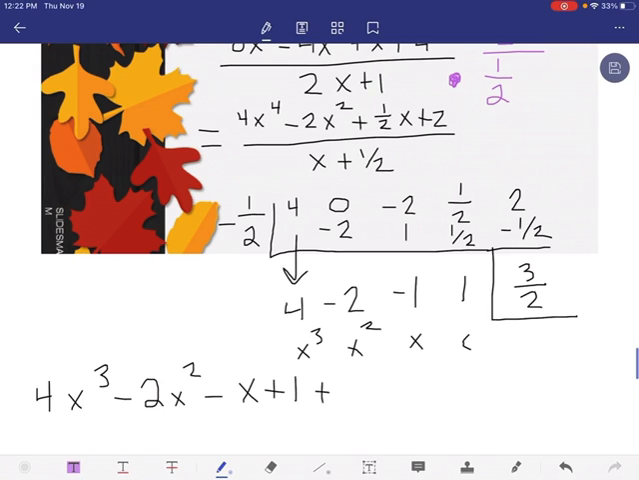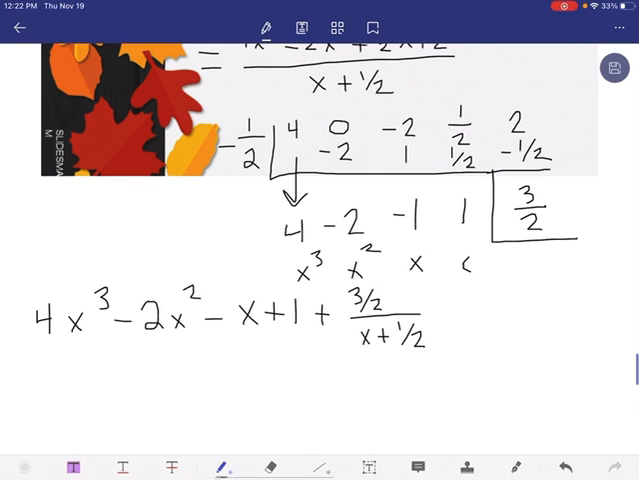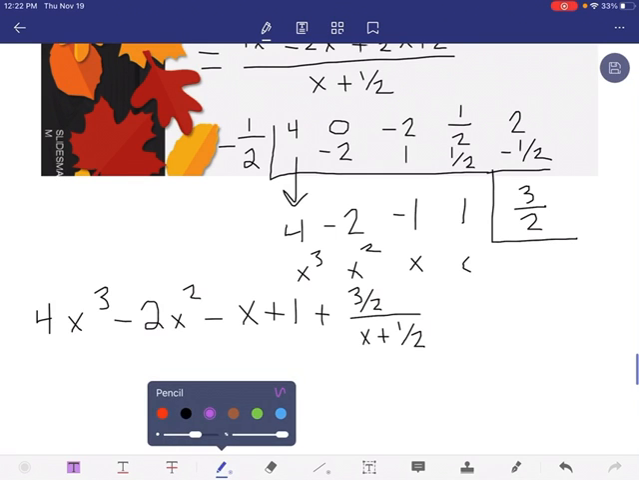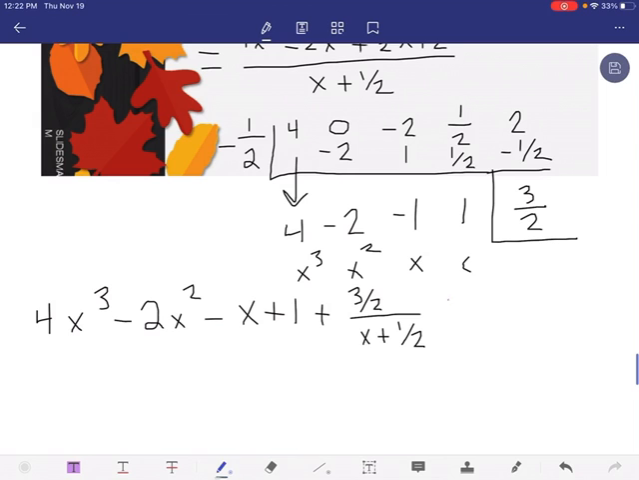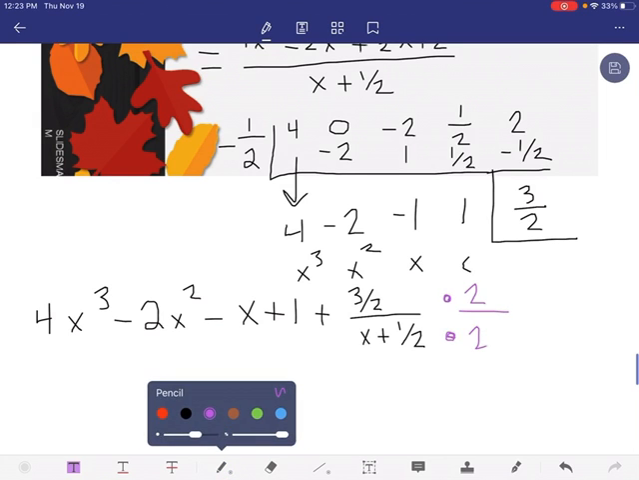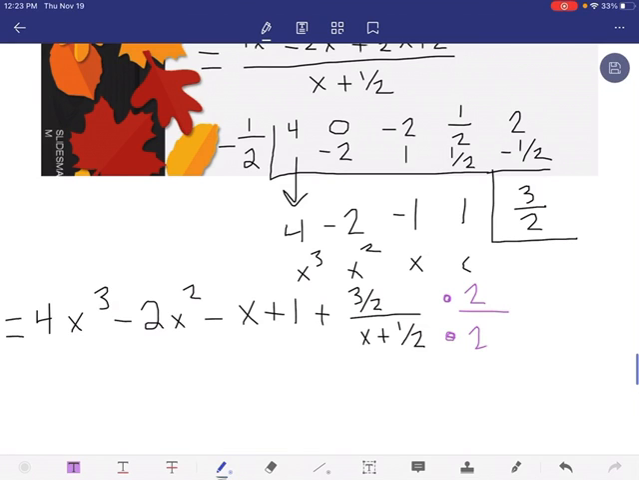And then we're going to have plus 3/2 divided by x plus 1/2. Now, the only thing is we don't want to leave that last part as a fraction within a fraction, because it's just not a great notation. So basically, we're going to undo what we did before, where we multiplied by 1/2 to the top and bottom. Now we're going to multiply by 2 to the top and bottom, because that's going to undo those fractions that we have there.